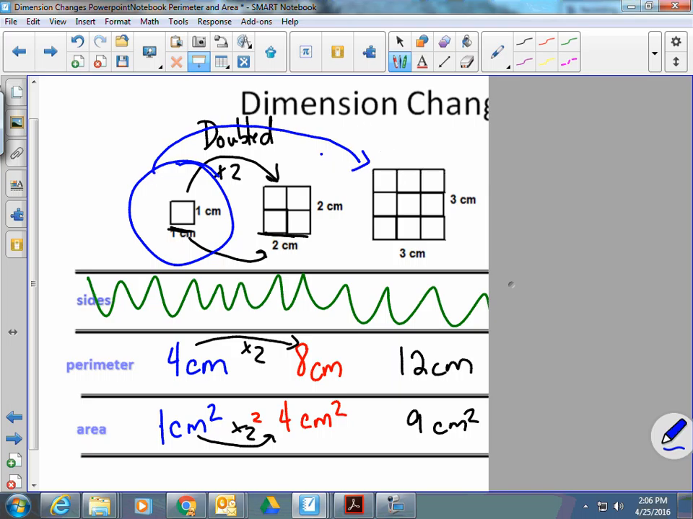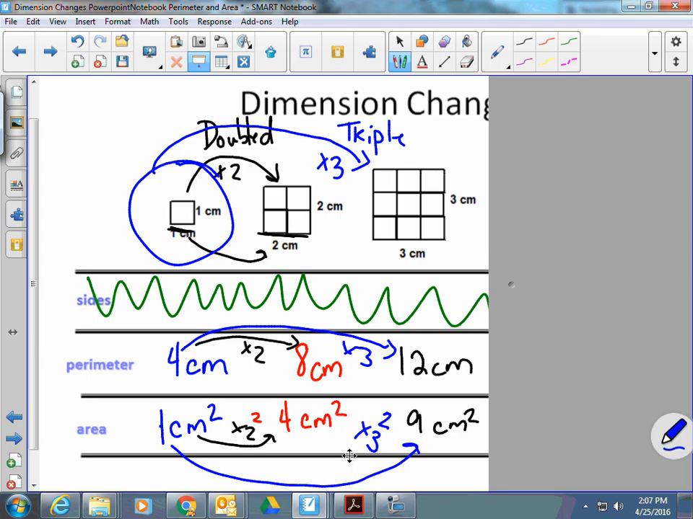Times 3, what is that called? Cubed or tripling, right? So from 4 to 12, is that times 3? 4 times 3 is 12? Well, what's 1 times 3? It's area, so it's 3 squared. What's 3 squared? 9. So 9 times 1 is 9, right?